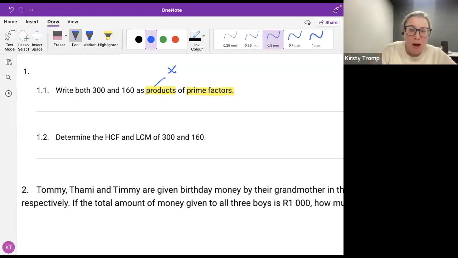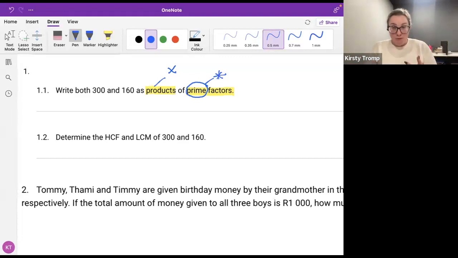And when you're looking for prime factors, well, prime factors has the word prime in it, all right? And prime means that the prime numbers are only divisible by 1 and themselves. Okay, so remember this word, prime, and the fact that we've got products.